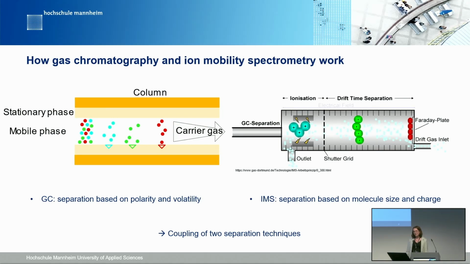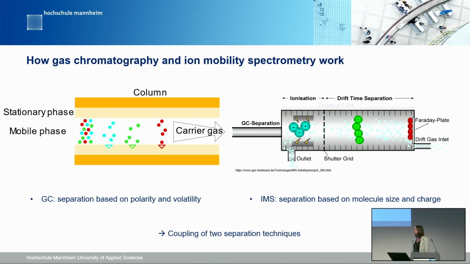And so the compounds are separated by volatility. That means how fast or how high is the boiling point of these compounds. And also the interaction of the stationary phase, which is a coating along the inside wall of this column, which then interacts differently with differently polar molecules. So this is the first separation that I have in my instrument.